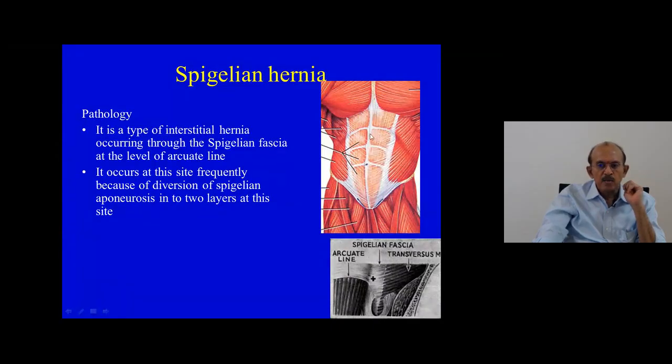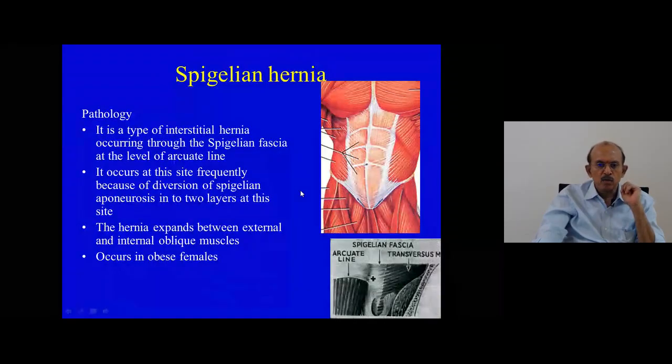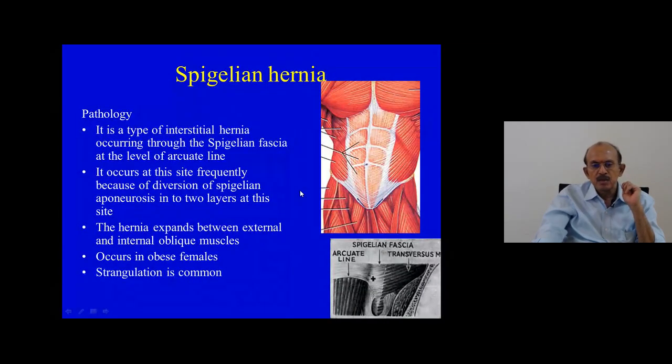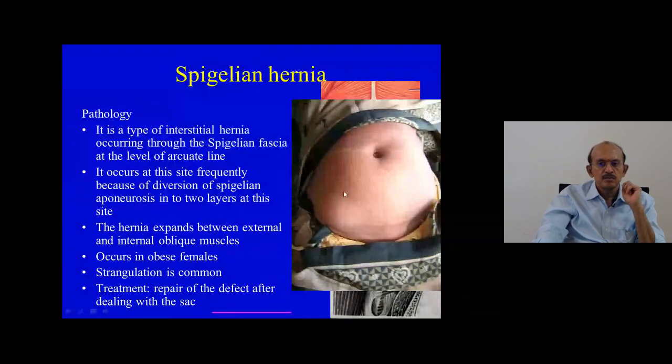At the lateral part of the rectus abdominis muscle, all the three oblique muscles fuse together to form a common aponeurotic sheet. This common aponeurotic sheet has two layers below the level of umbilicus. So that is why the Spigelian hernia is more common at this place. The hernia expands between external and internal oblique muscles. It occurs in obese females. Strangulation is more common. Treatment is repair of the defect after dealing with the sac. This is the Spigelian hernia.